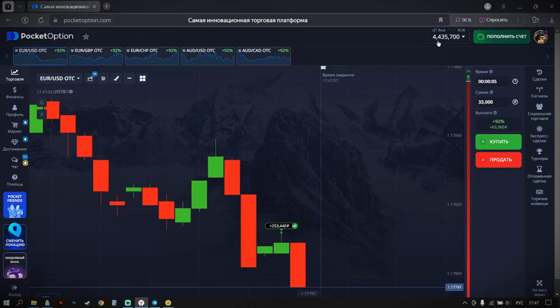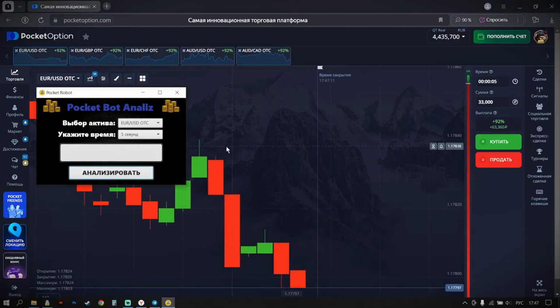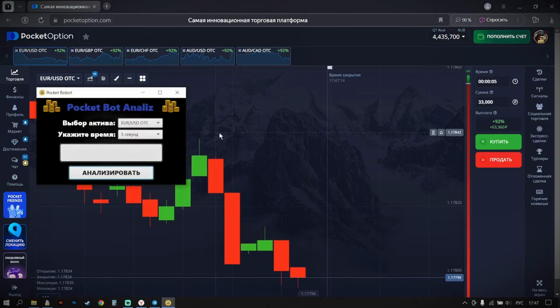And 435,000 rubles I earned. Well, about 400,000 rubles in 5 to 7 minutes of trading. Yeah, it feels like with the help of this free robot.